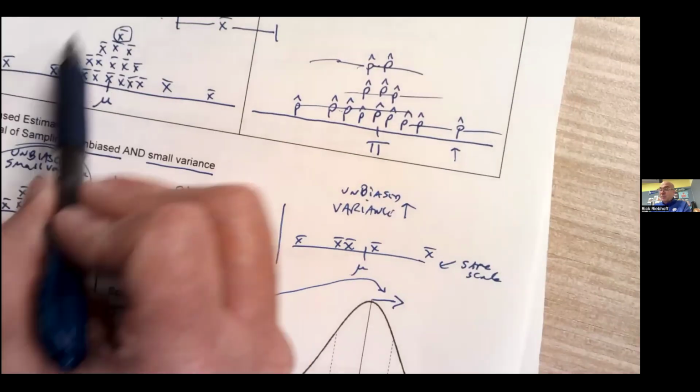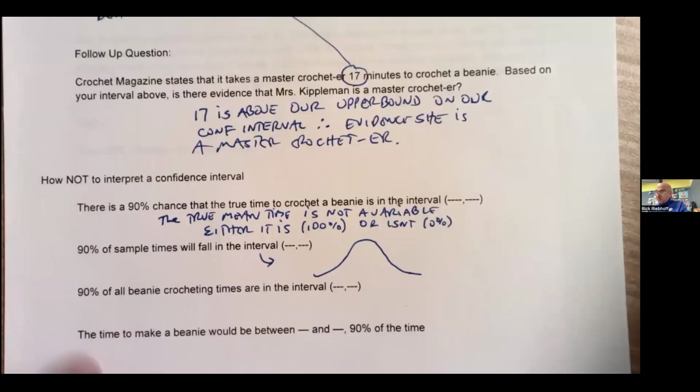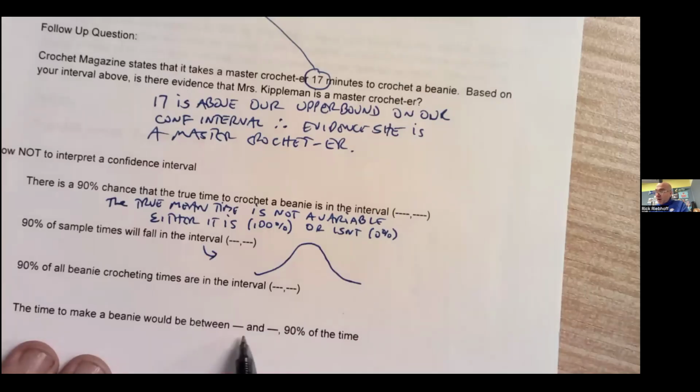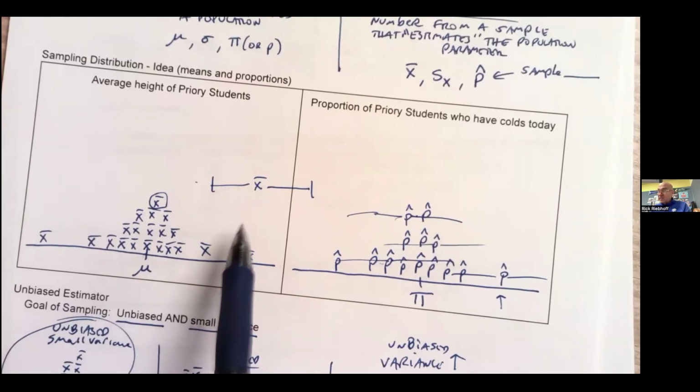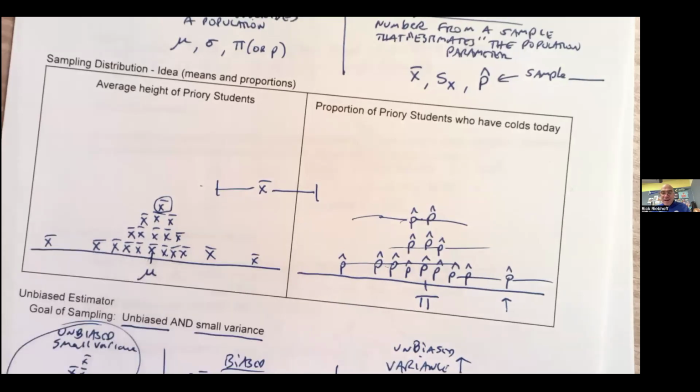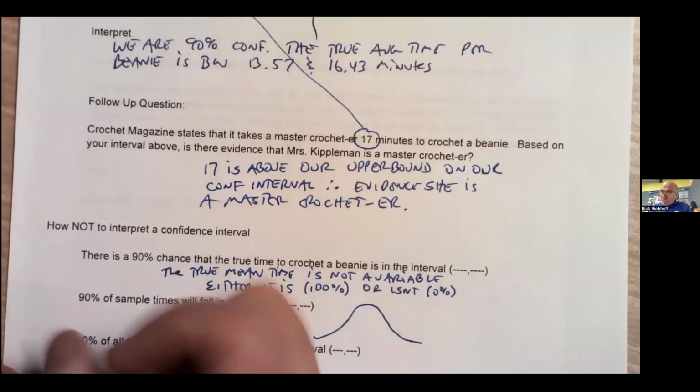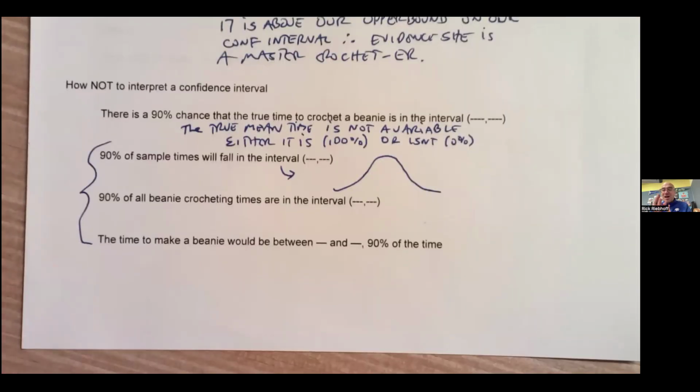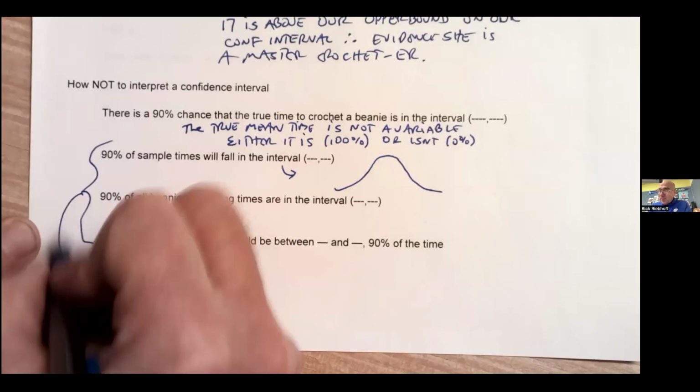If this is the mean, the distribution would look something like this, right? If it is unbiased, would 90% of the actual times be within this? No. The time to make a beanie would be between blah and blah 90% of the time. Is that true? Again, let's look at a worst case scenario. If my sample was out here, would this capture 90% of the beanie times? No, right? So all of these are bad because they're assuming that our sample is in line with the middle, and it's not. Our sample could fall anywhere, right?